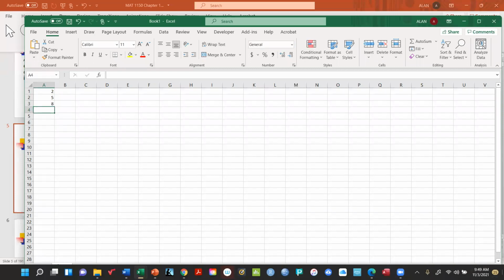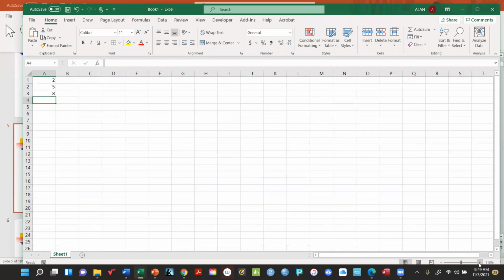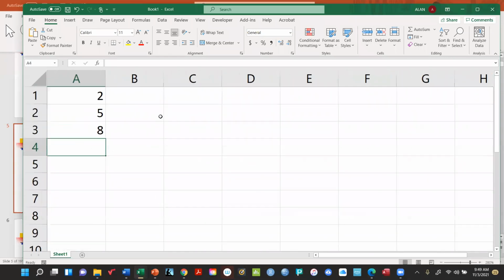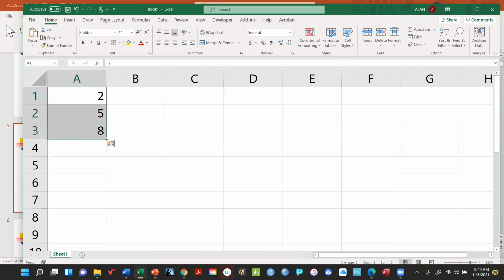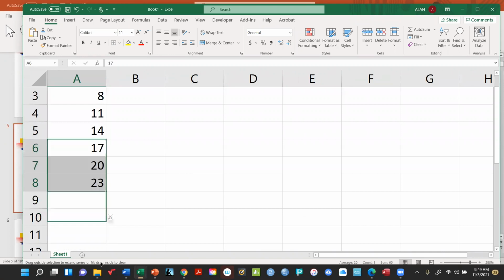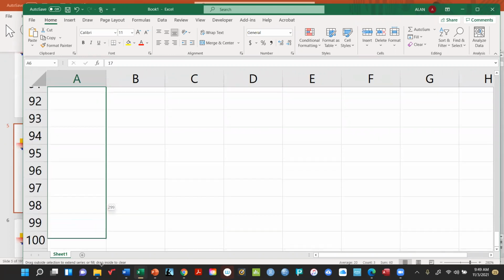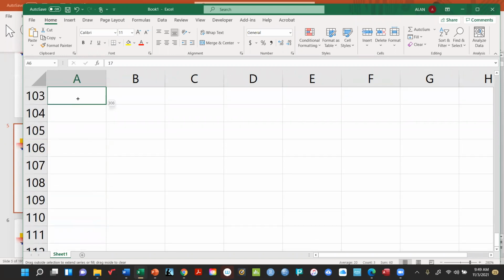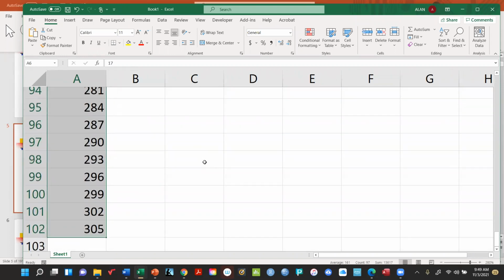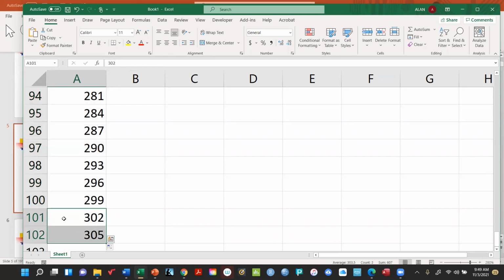Now, Excel is smart enough to say, if you start a pattern like this, you can just drag it and it will fill in the rest. Now watch this. You see how it goes to 11, 14, 17. It knows what it's doing. So if I need 100 terms, look how easy this is. I just drag it down to row 100. So the 100th term is actually 299.